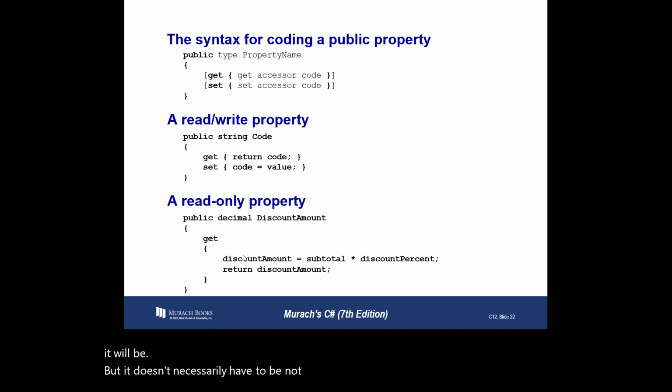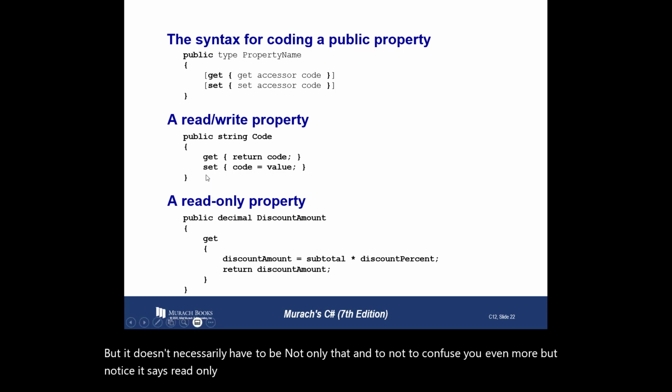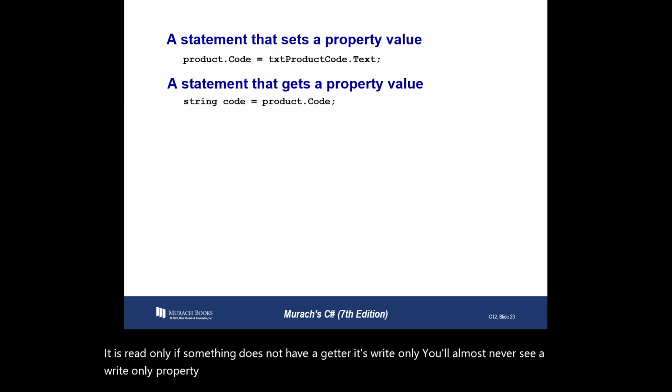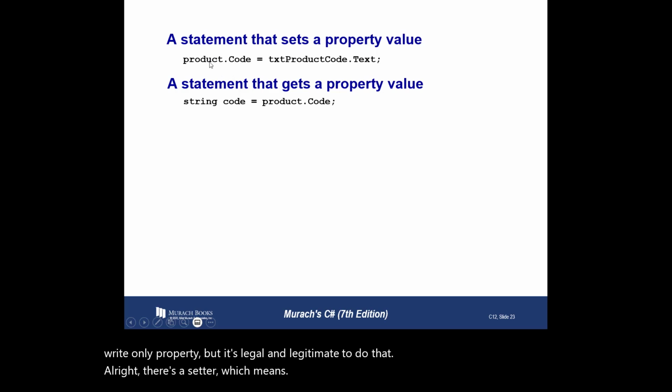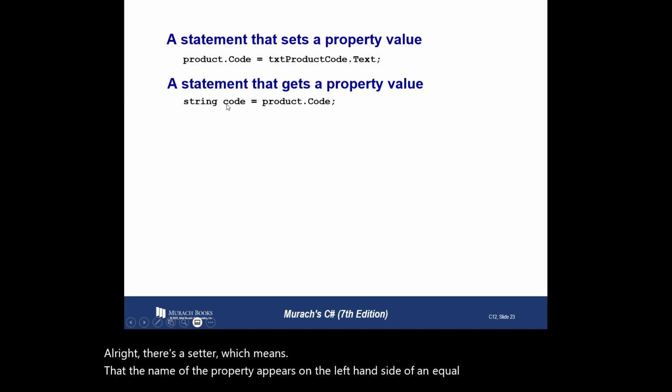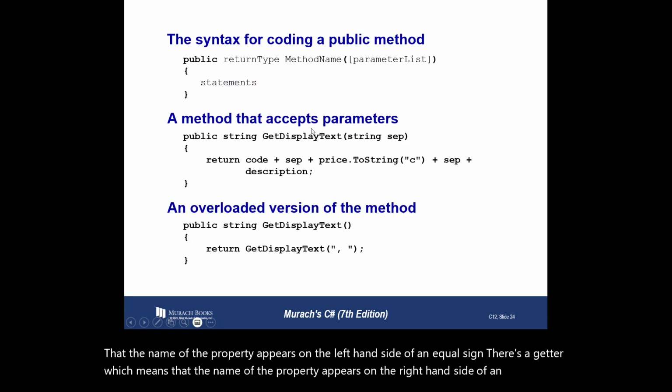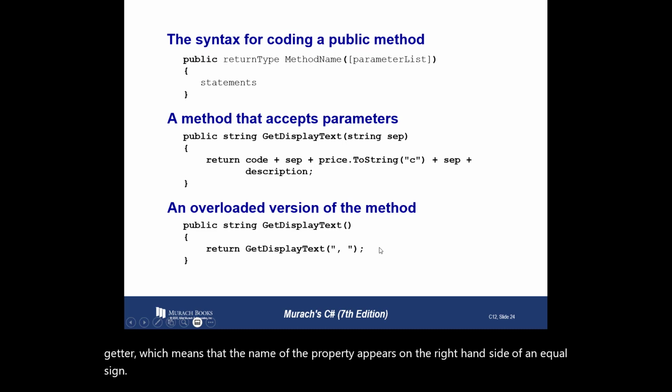Not only that, and not to confuse you even more, but notice this says read only. If something does not have a setter, it is read only. If something does not have a getter, it's write only. You'll almost never see a write only property, but it's legal and legitimate to do that. There's a setter, which means that the name of the property appears on the left-hand side of an equal sign. There's a getter, which means that the name of the property appears on the right-hand side of an equal sign.